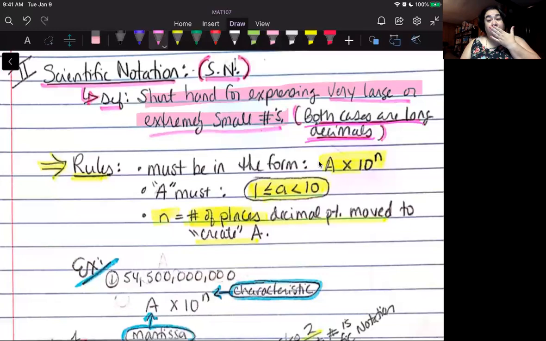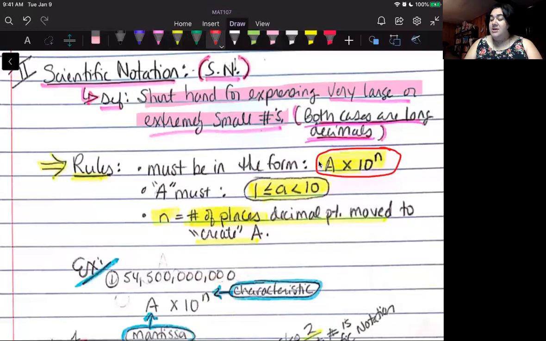Because as a general rule, scientists are working with those kinds of numbers and doing calculations with them. So it's important that they be able to do so in an efficient manner, and that's why scientific notation was created. Now, there are some rules. The rules first state that you must have your number, whatever decimal it is, whether extremely large or small, written in this format, okay? Where you have A times 10 to the power of N, okay?